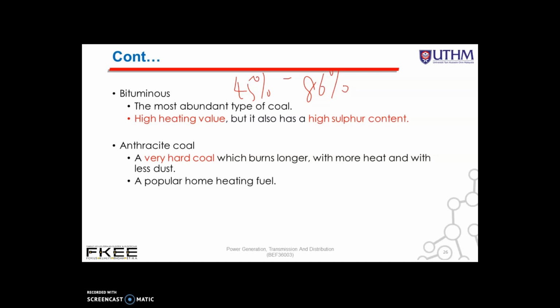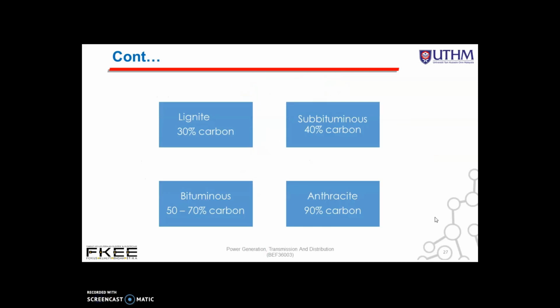The next one is the anthracite coal. Anthracite coal contains 86% to 97% of carbon and generally has the highest heating value of all ranks of coal. It is a very hot coal which burns longer with more heat and with less dust, and this is the popular home heating fuel. This shows the percentage of carbon contained in all types of coal. For example, lignite is around 30% carbon, subbituminous 40%, bituminous 50 to 70%, and anthracite 90% carbon, as I mentioned before.